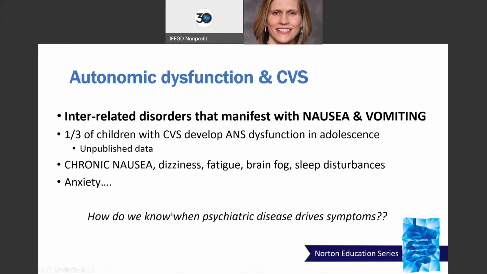So these are very interrelated disorders that manifest with nausea and vomiting. Patients with autonomic dysfunction have a lot of nausea and vomiting. We've actually shown, and this is also unpublished data, that a third of children with cyclic vomiting as young children develop chronic autonomic nervous dysfunction in adolescence. They suffer from severe chronic nausea.